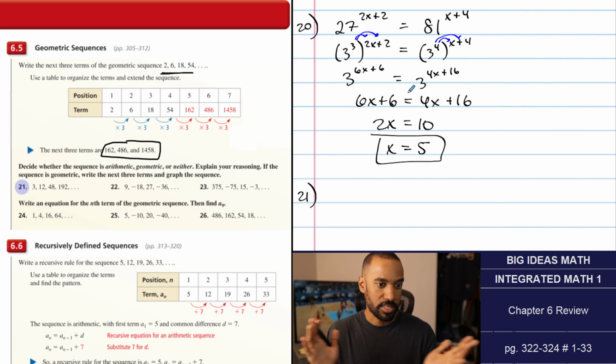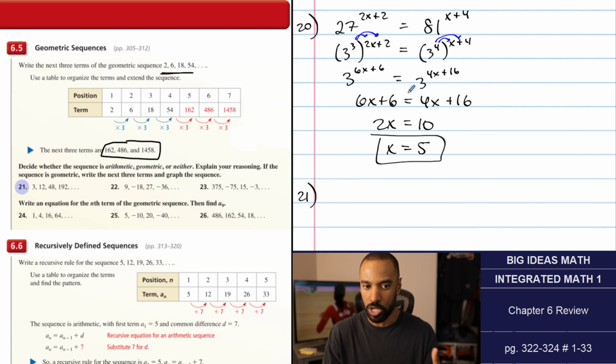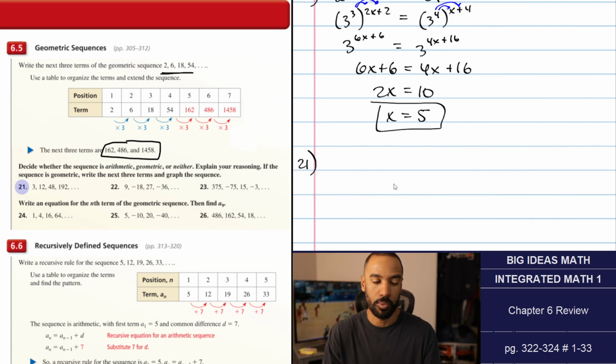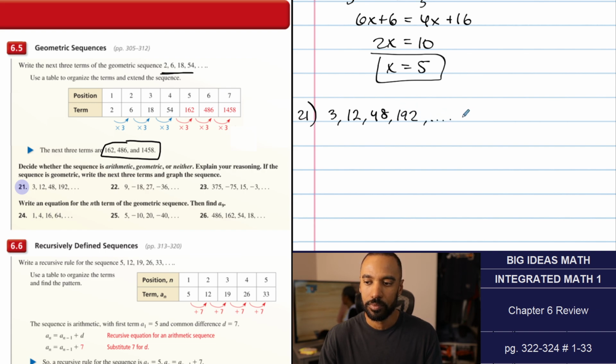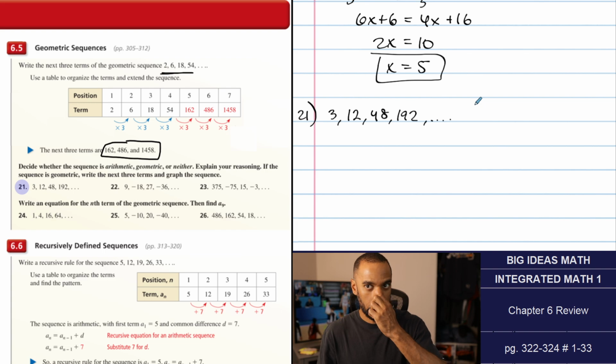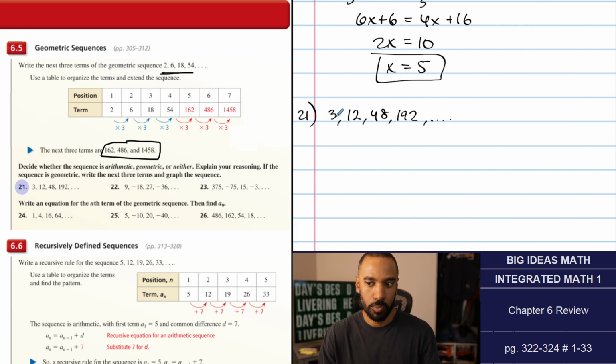These don't ask exactly that. Numbers 21 to 23 say, decide whether the sequence is arithmetic, geometric, or neither. So we possibly will have a case of neither. Explain your reasoning. If the sequence is geometric, write the next 3 terms and graph the sequence. I'm really hoping for a lot of arithmetic or neithers then. I don't want to do the graphs on these. The geometric ones are really weird for the graphs, honestly, because they just get so big that it's hard to get a scale and fit like 3 on there.